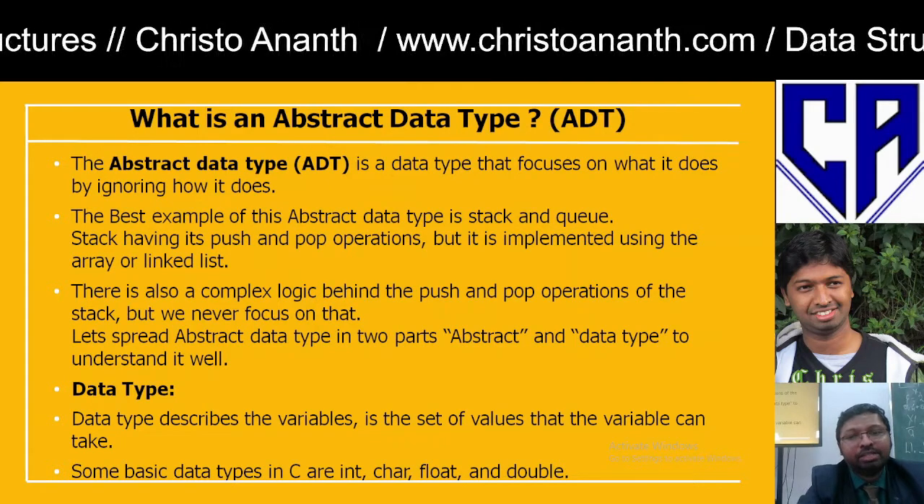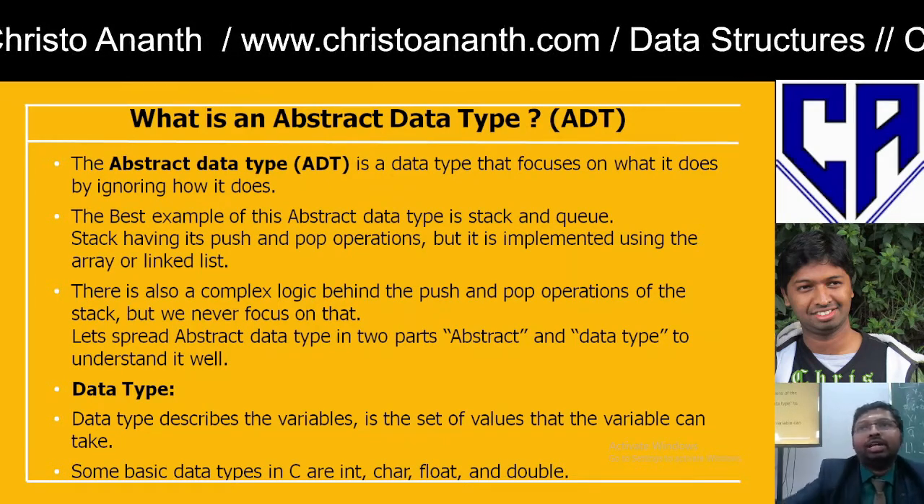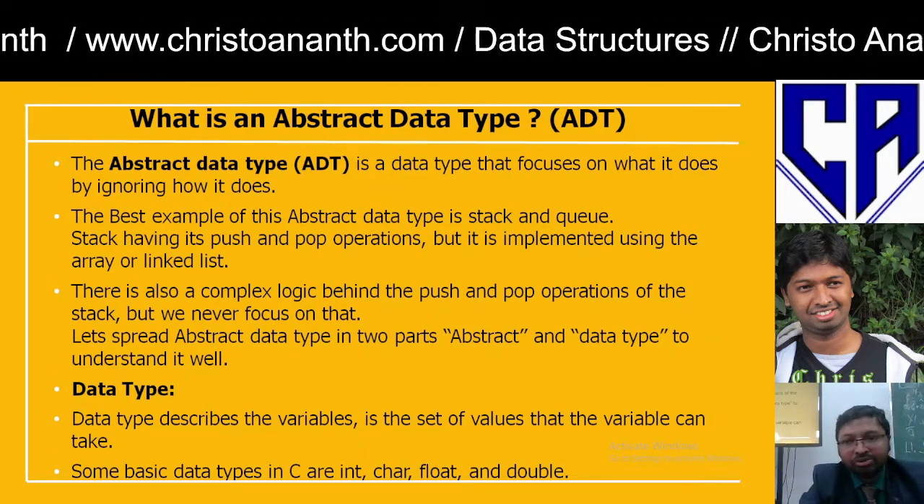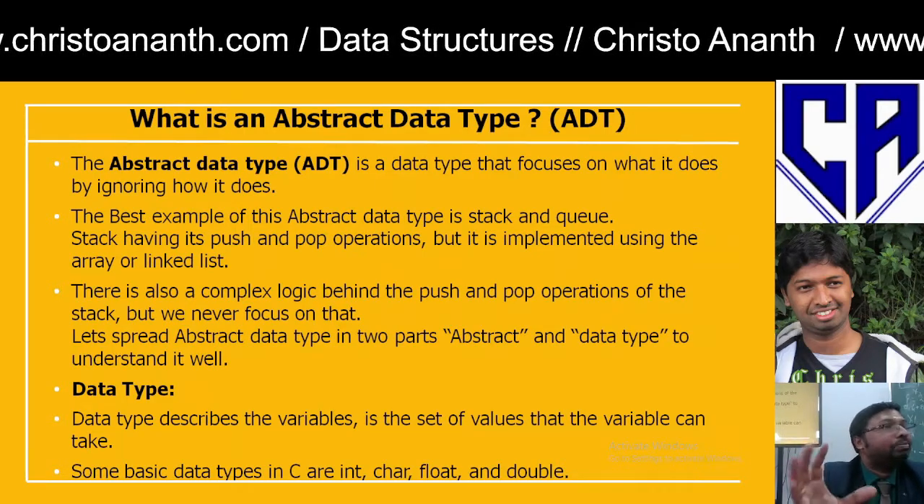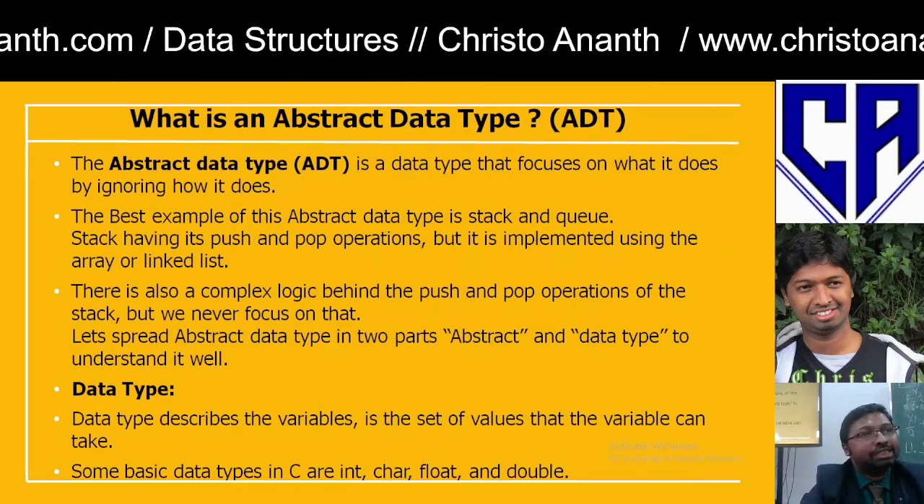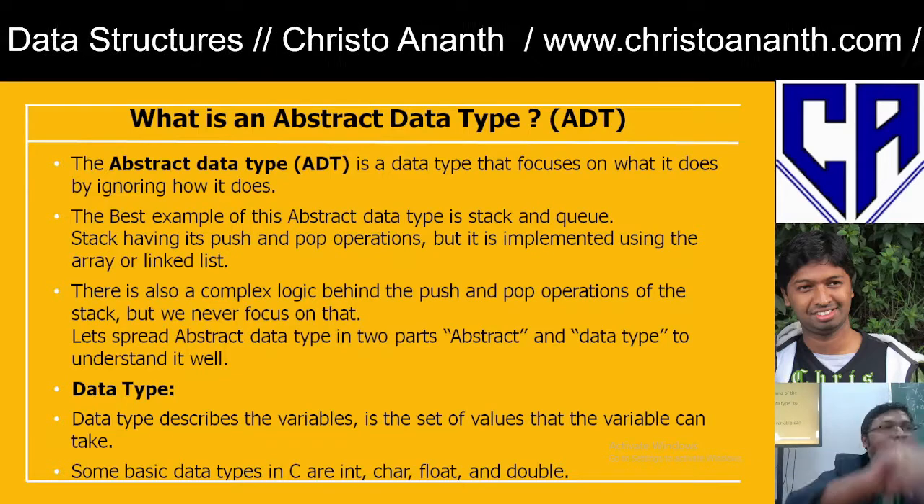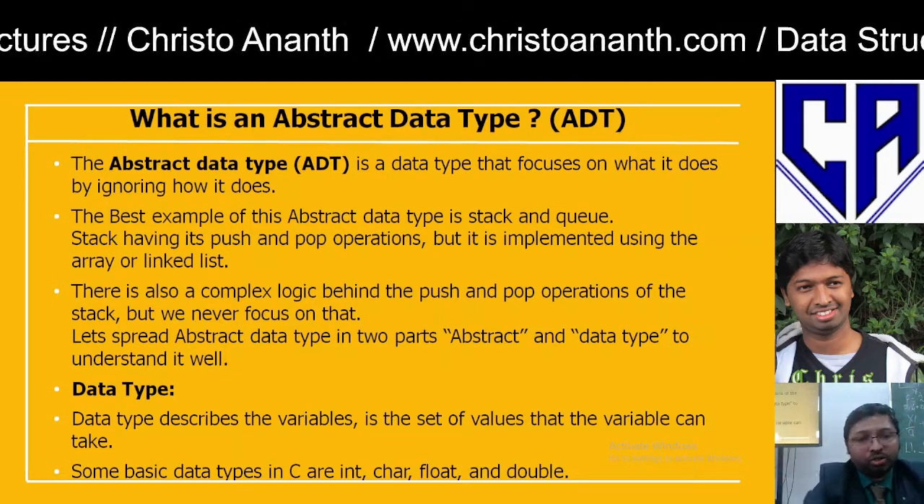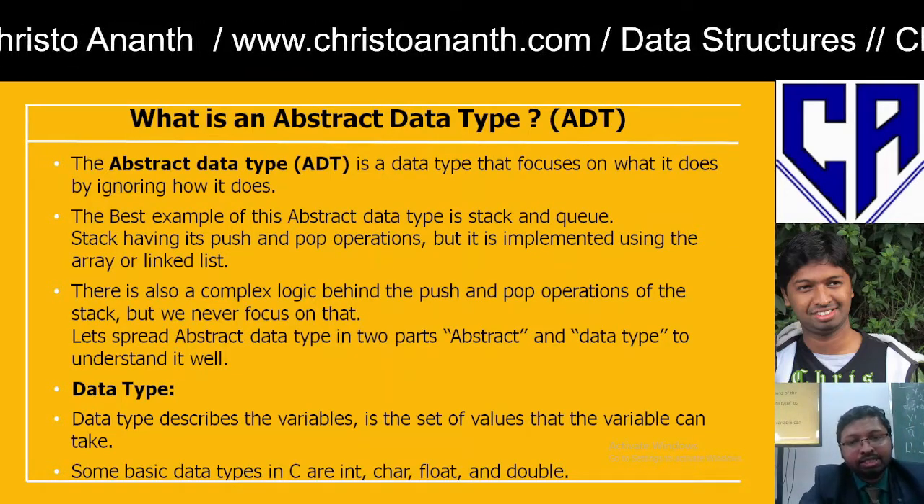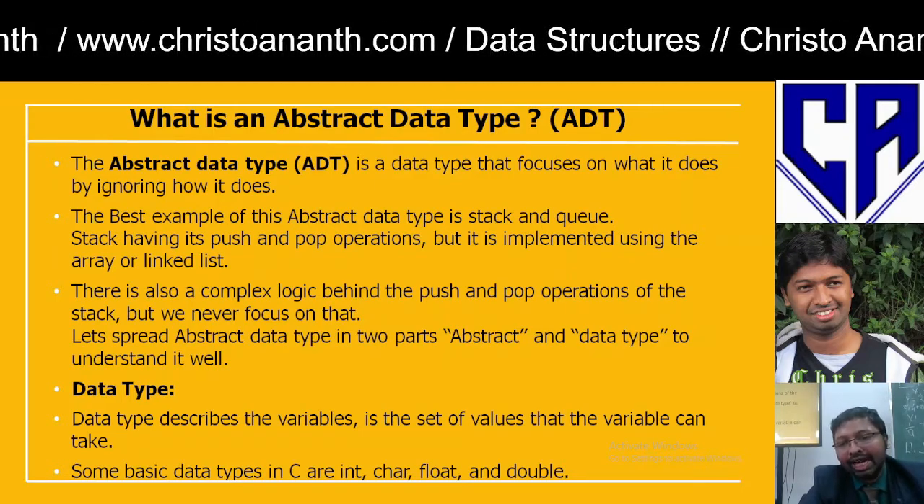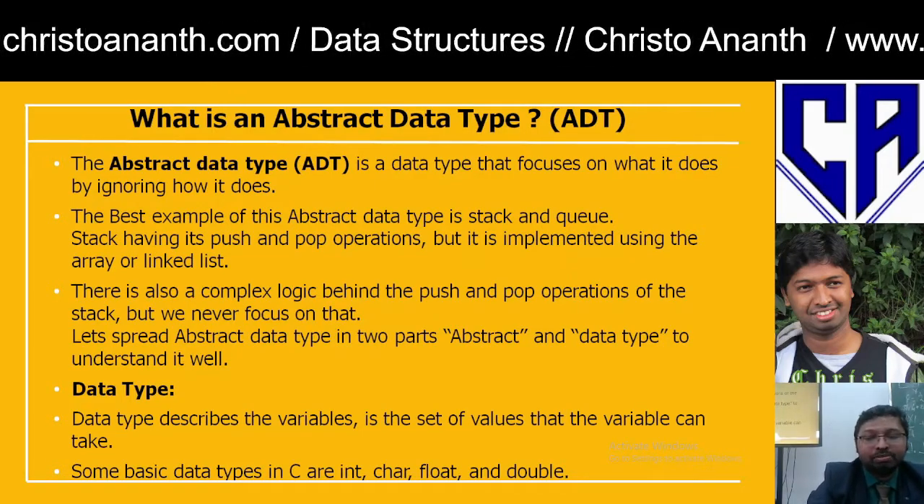We discuss about data types too. A data type means it's actually a variable where you will have many values in it. This variable will be performing several tasks. Maybe you can add it, you can append it, you can delete it. Some basic data types in C are int, char, float, as well as double.